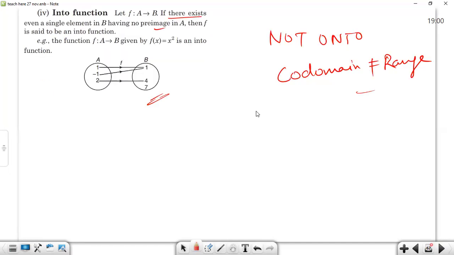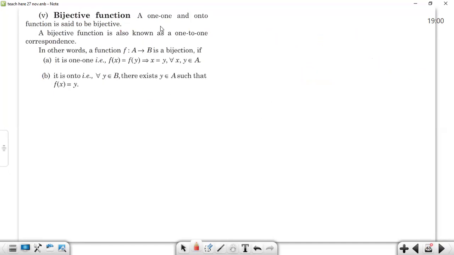Clear? Yes, sir. So if a function is one-one and onto, it's said to be a bijective function. A bijective function is also known as a one-to-one correspondence. In other words, in a bijection the function is one-one, and it is onto, so codomain is equal to range, meaning for every element of B, there exists some element in set A that is getting mapped. Read this once.